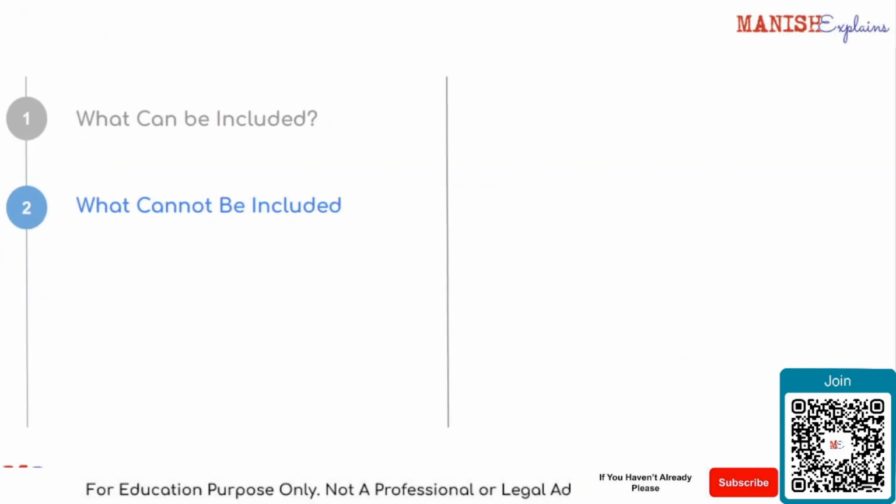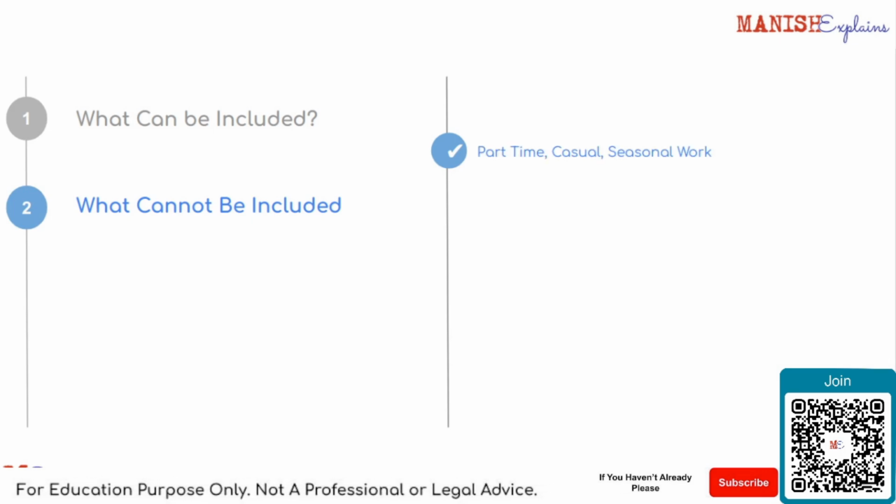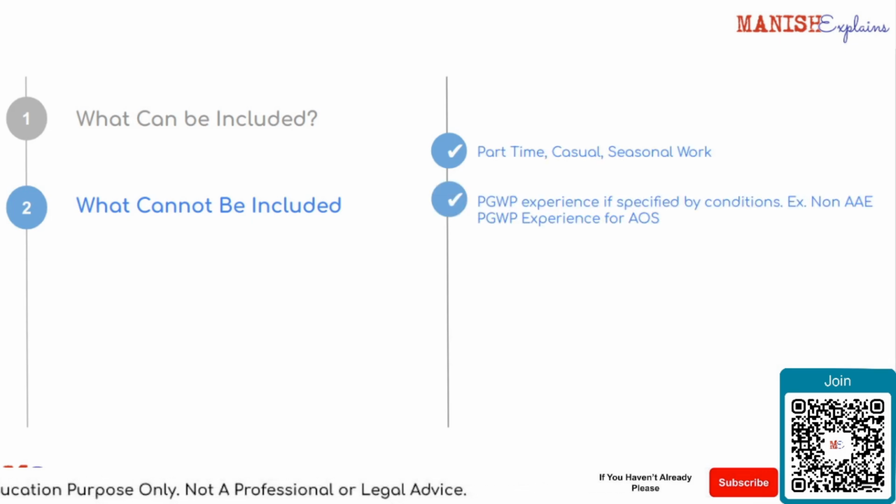Again, what cannot be included? Any kind of part-time, casual or seasonal work cannot be included. Any kind of PGWP experience, if specified by conditions. What that means is that if the specific conditions of the stream exclude certain PGWP experience, even though that is valid, that cannot be included. For example, AOS doesn't recognize any PGWP experience if it is not done from an Alberta education institute. So you cannot include that.